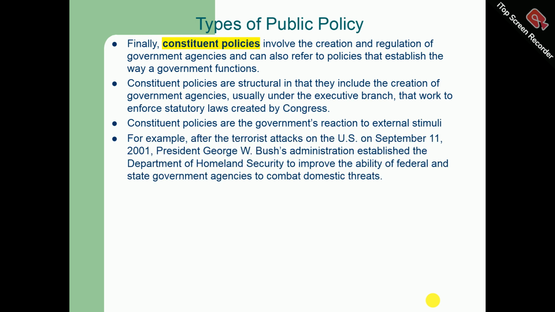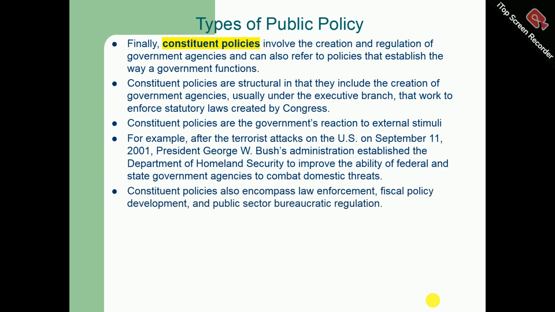For example, after the terrorist attacks on the United States on September 11, 2001, President George W. Bush's administration established the Department of Homeland Security to improve the ability of federal and state government agencies to combat domestic threats. Constituent policies also encompass law enforcement, fiscal policy development, and public sector bureaucratic regulation.